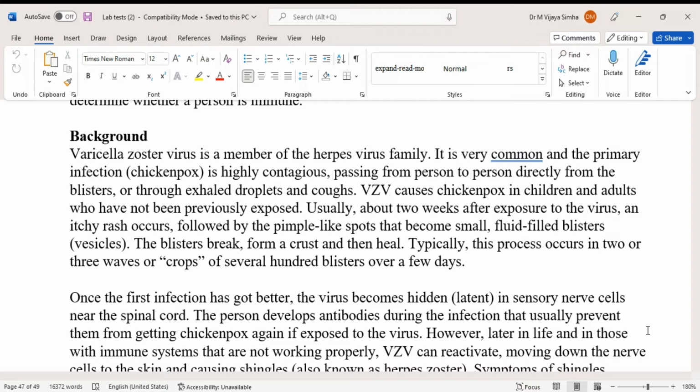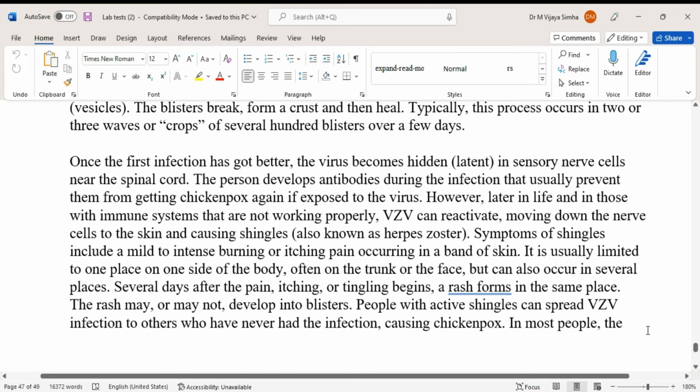Varicella Zoster virus causes chickenpox in children and adults who have not been previously exposed. Usually, about 2 weeks after exposure to the virus, an itchy rash occurs, followed by pimple-like spots that become small, fluid-filled blisters. The blisters break, form a crust, and then heal. Typically, this process occurs in 2 or 3 waves or crops of several hundred blisters over a few days.